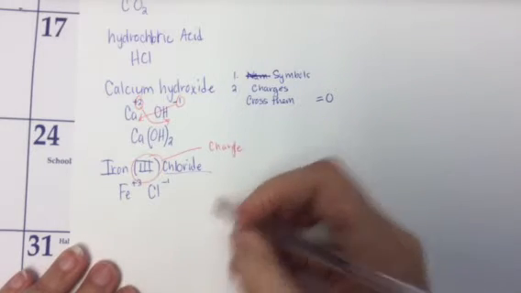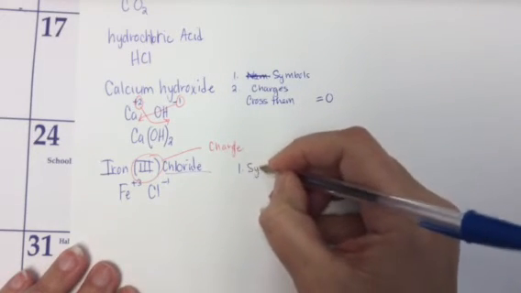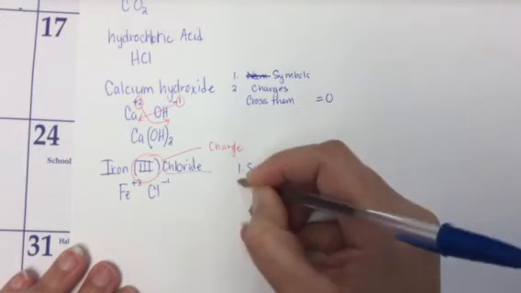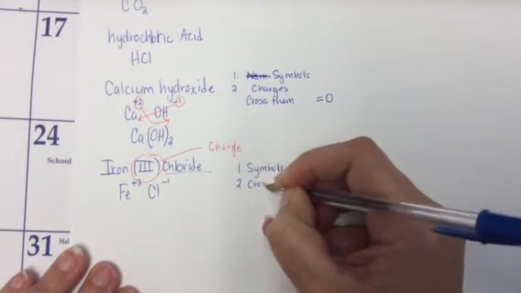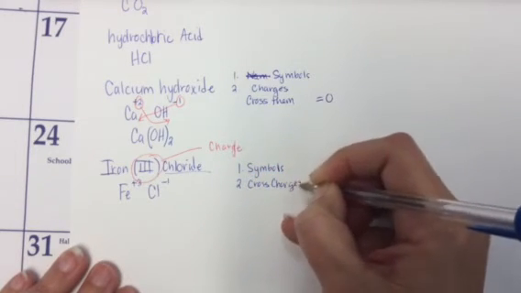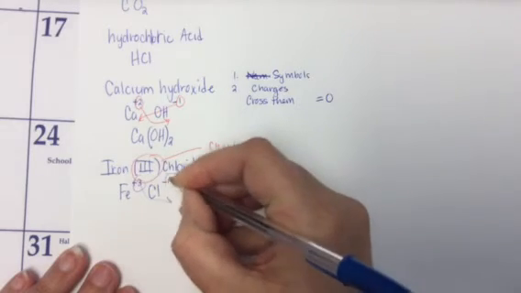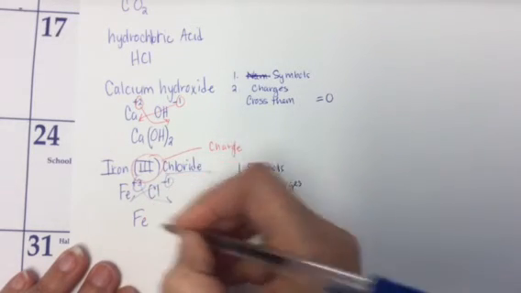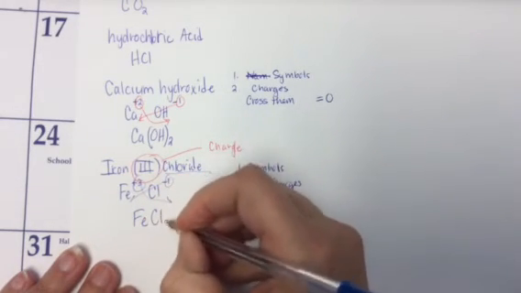So to continue, we found the symbols. Now we have to cross our charges. So the 3 will go over here, the 1 goes over there. When I write this correctly, I get FeCl3.